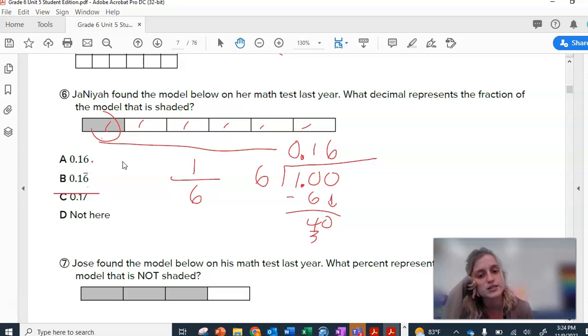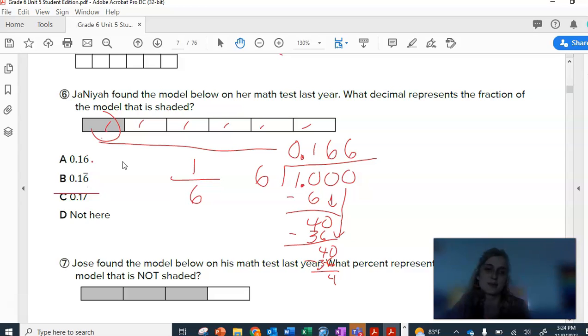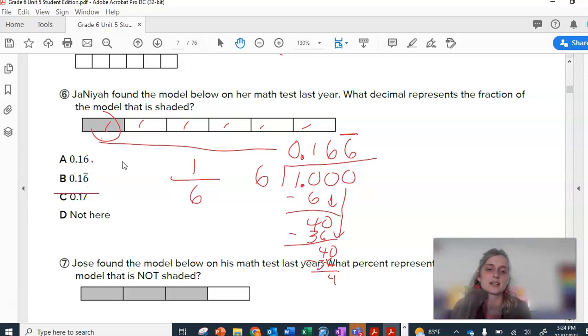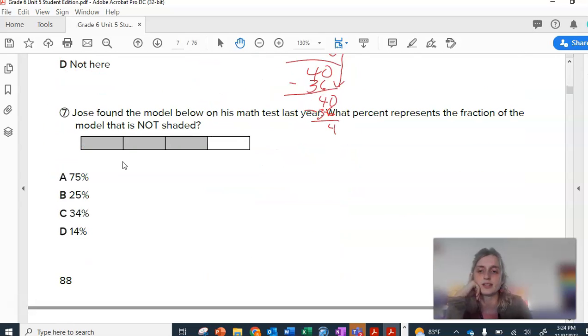6 times 6 is 36. That has a remainder of 4. Bring down a 0. 40 again. Oh, that's going to be another 6. And 36. And 4. And you should be seeing the pattern that you're like, no, stop. It's never going to end. Even though I have a 6 and then another 6 here, you could also say this 6 is repeating because it's just 6s from that point on. So B.